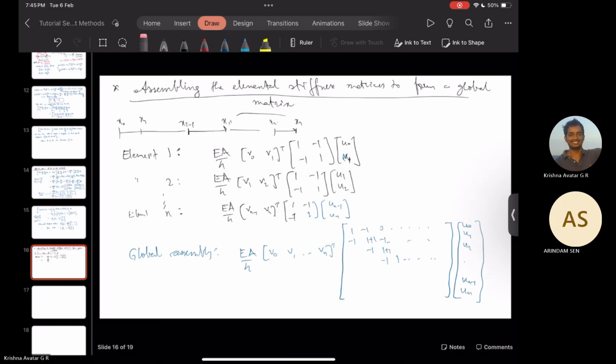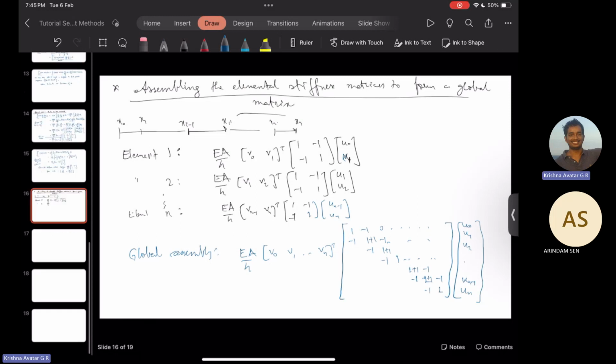Minus 1, 1, 0. And it will be 1 plus 1, minus 1, right? And here, for the last element, it is 1 plus 1, minus 1, minus 1 and 1. Essentially, this is what our global assembly gives us.